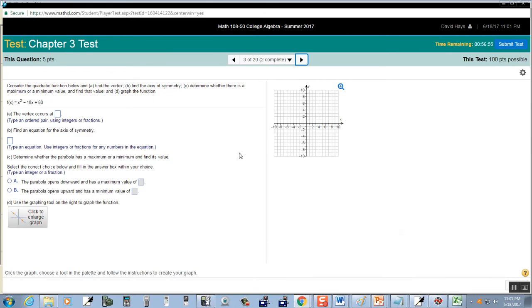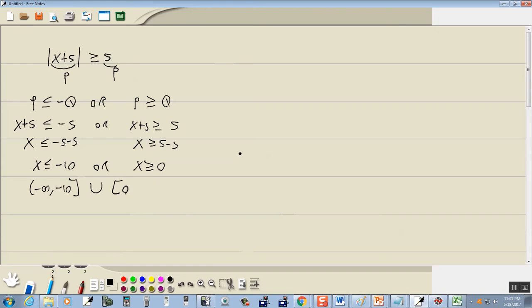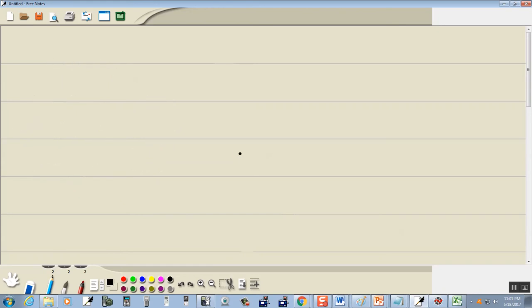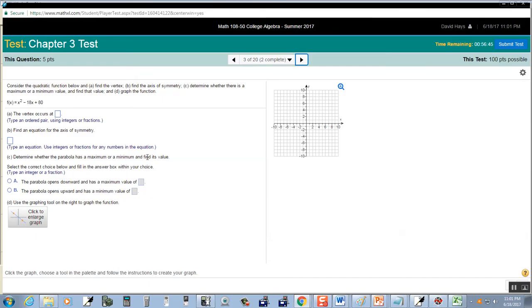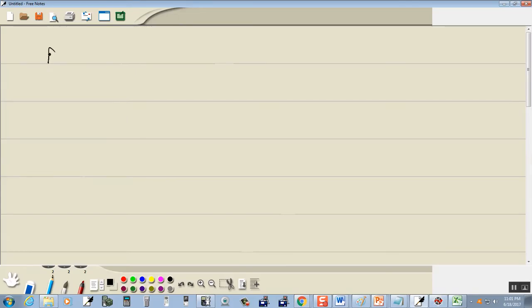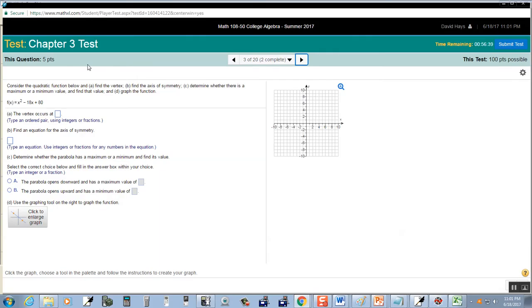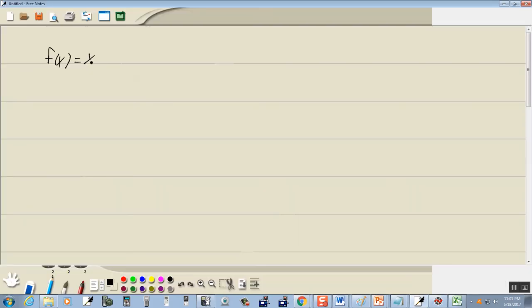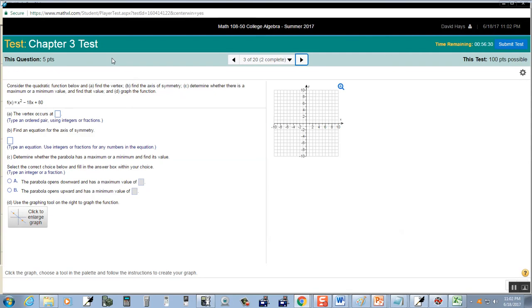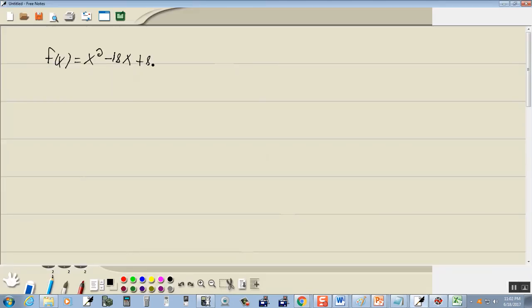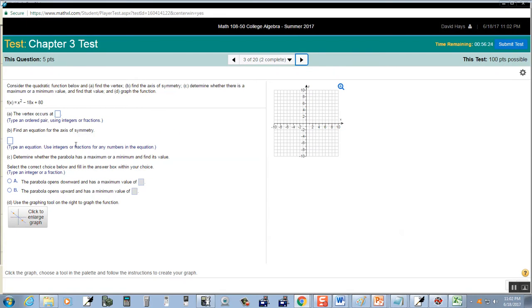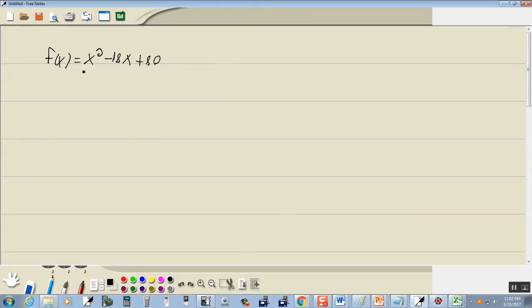Okay, consider the quadratic function below. So let me clear this off. And we got f of x equals x squared minus 18x plus 80. And what's a vertex? Okay, well, for our vertex, we need to identify a and b. A is whatever number is in front of your x squared, which is 1. B is whatever number is in front of your x, which is negative 18.